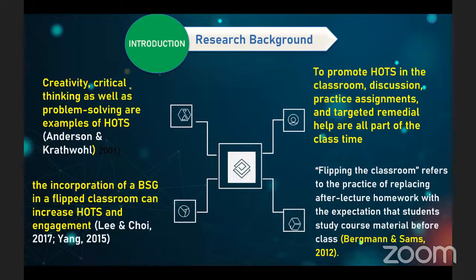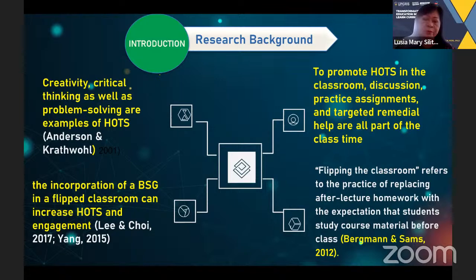Another approach combined with games here is flipping the classroom. It refers to the practice of replacing after-lecture homework with the expectation that students study course material before class. Bergmann and Sams are the founders, or the initiators, of the flipped classroom. Flipped classroom is also called inverted. In Bahasa, we call it kelas balik.